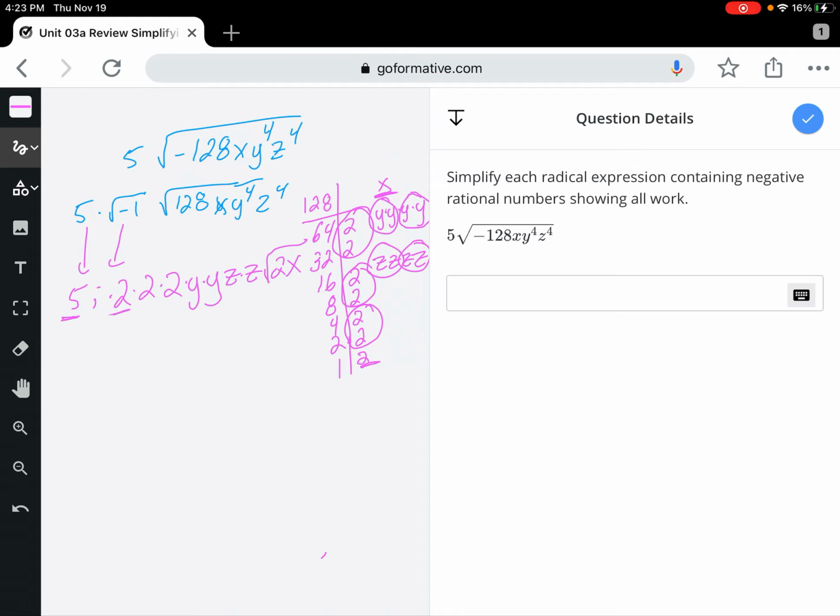So now I go through and I multiply my numbers. 5 times 2 is 10. 10 times 2 is 20. 20 times 2 is 40. I have 2 y's. I have 2 z's. I have an i. And what was left in here was 2x.